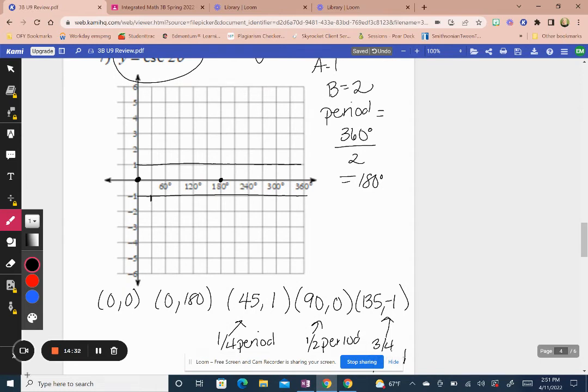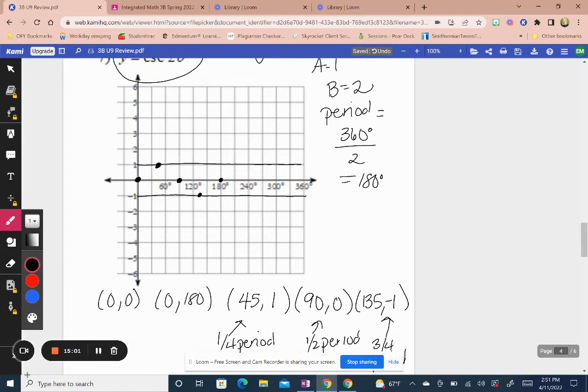So this would be 30 right here. We already know this is 60. Halfway between 30 and 60 is 45. So this would be 45 right here, okay? Just as a heads up, so you're like, where is she drawing these lines? Okay. 45, 1. Okay. And at 90, 0. And at 135, -1. You can see the pattern.